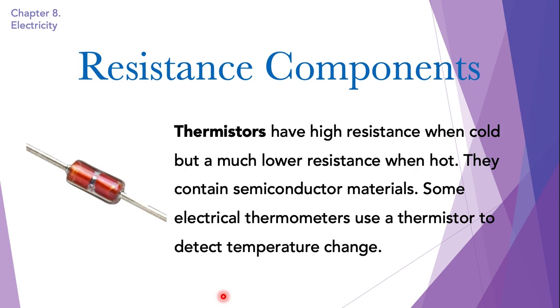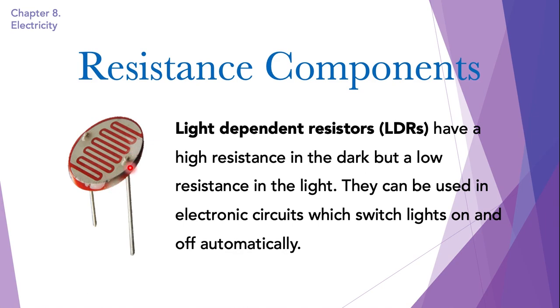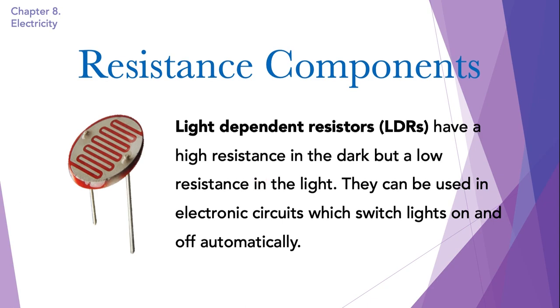So after thermistors, we have light-dependent resistors. As their name implies, they have a high resistance in the dark but a low resistance in the light. So they can be used in electronic circuits which switch lights on and off automatically. Now we're going to look at the last but not the least resistance component, the diodes.